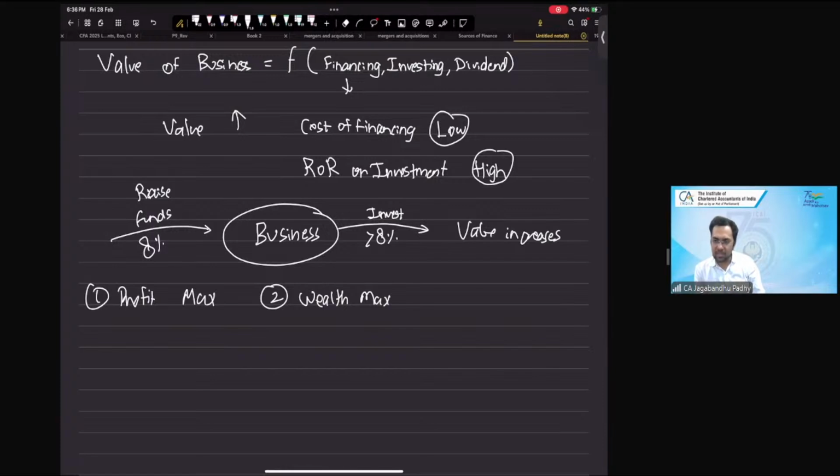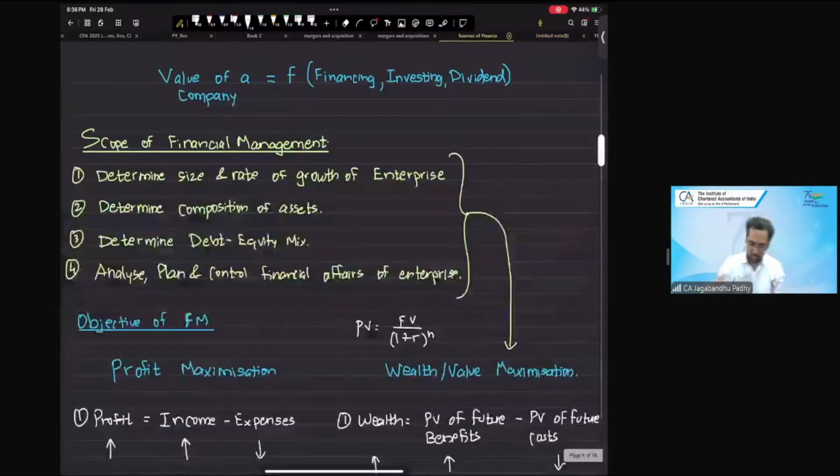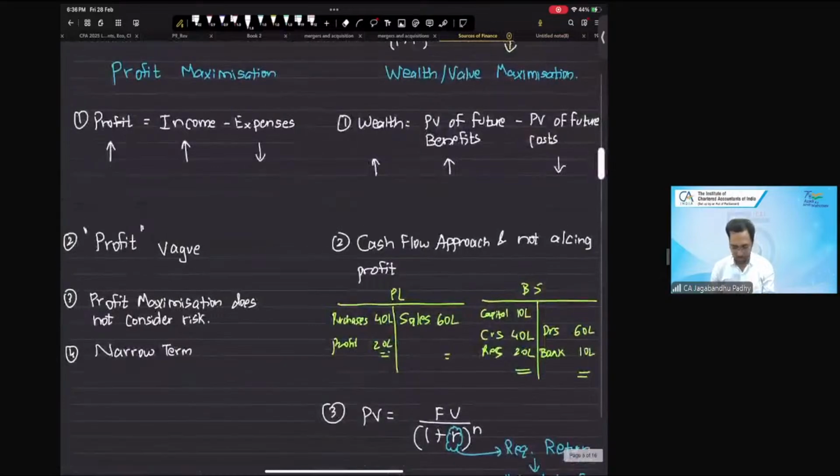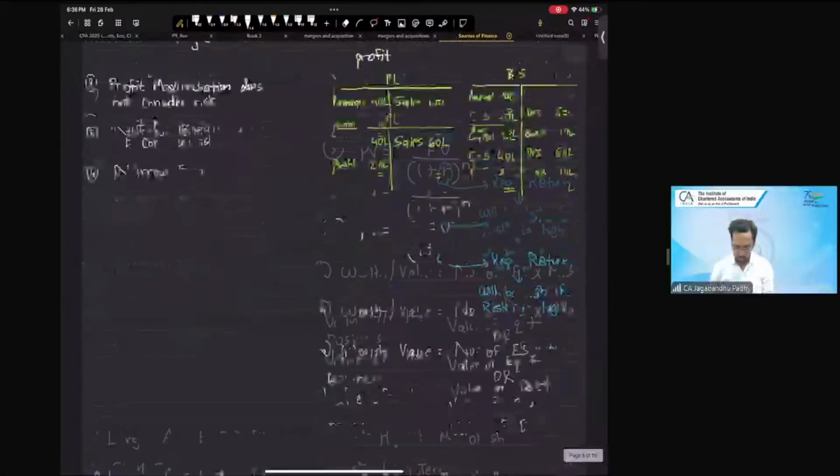Wealth is increasing the economic resources. What is wealth and how is it different from profit? Wealth is basically, you can say, maximization of shareholders' wealth. You want to maximize the market price of the shares. So if we look at the differences between them, let's try to understand this simply with a few pointers.